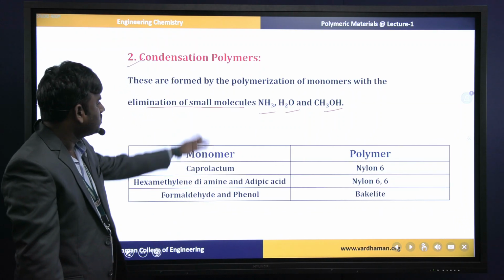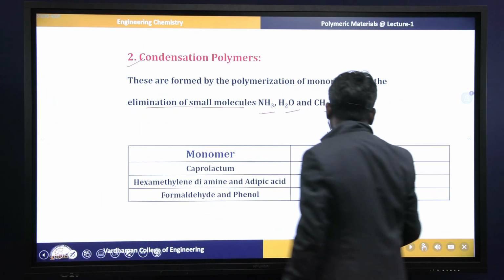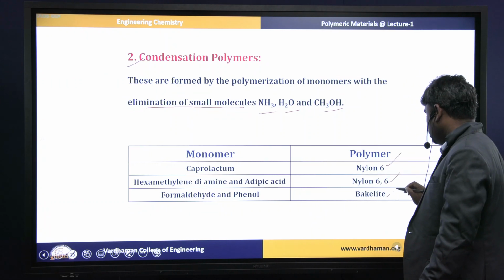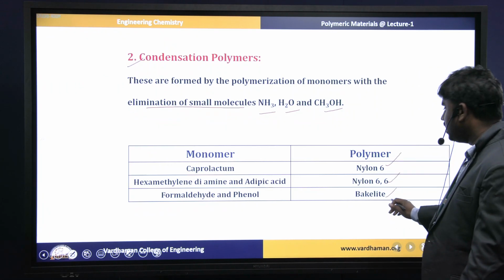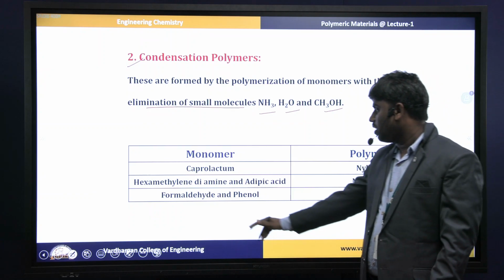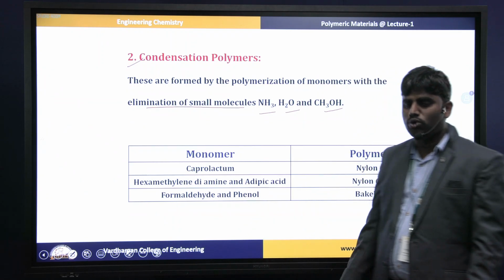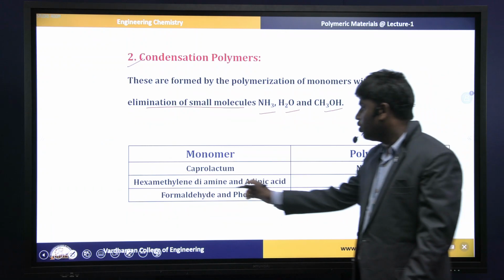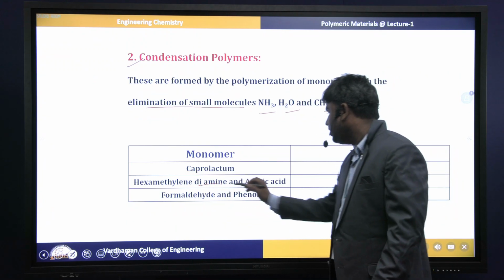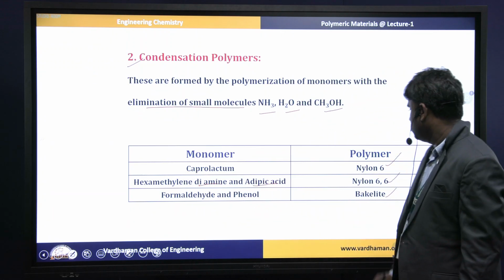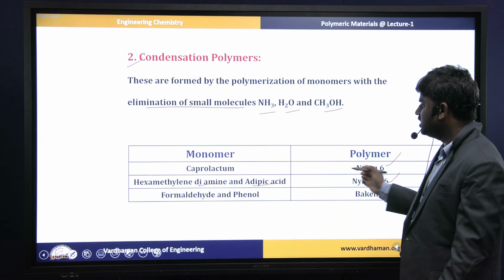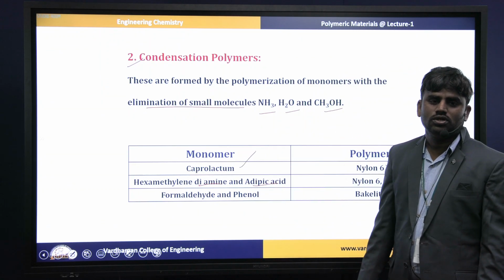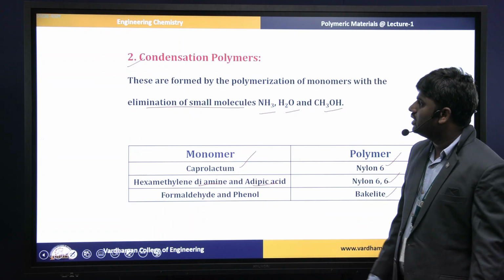Now here I am going to give some examples of condensation polymers. They are nylon 6, nylon 6,6 and bakelite polymer. Bakelite polymer is made up of the combination of formaldehyde and phenol monomer units, and nylon 6,6 is formed by the monomers hexamethylene diamine and adipic acid, and nylon 6 is formed by the monomer caprolactam. So these are the condensation polymers.